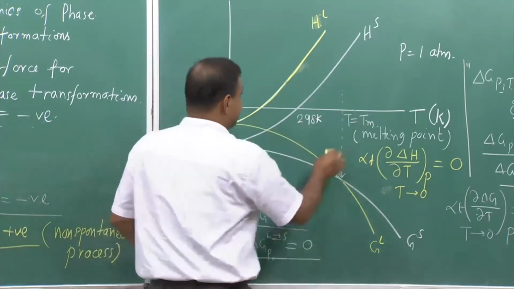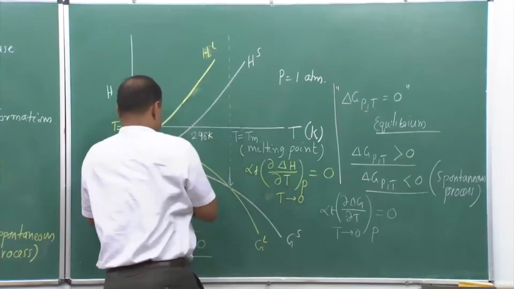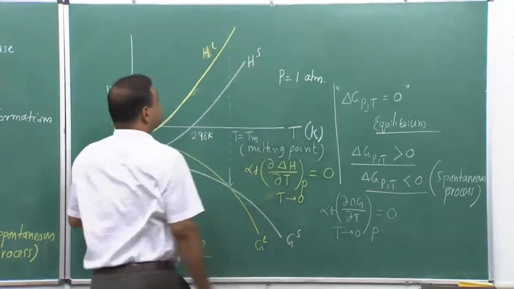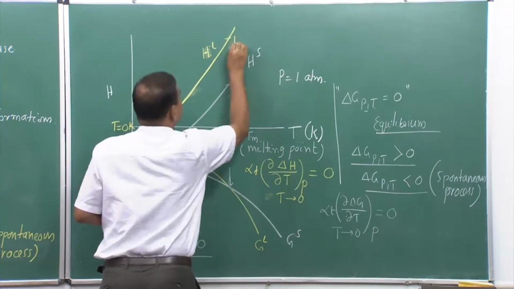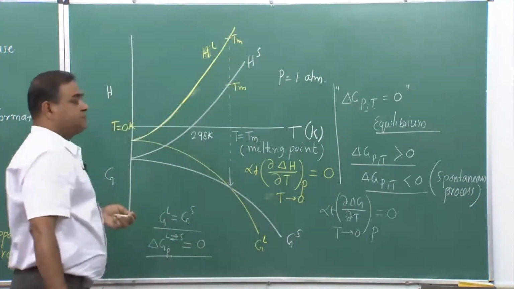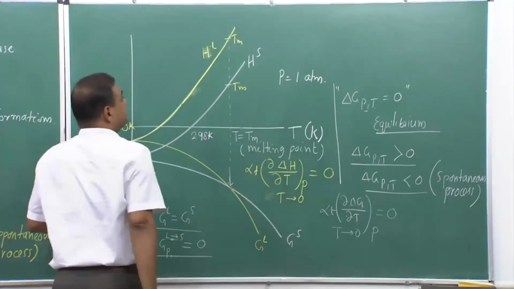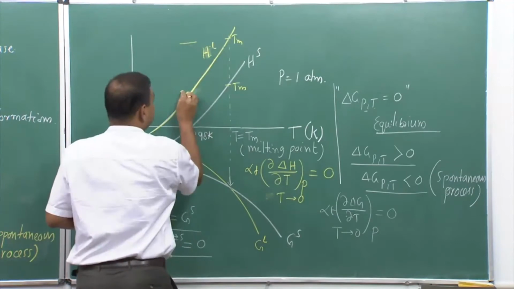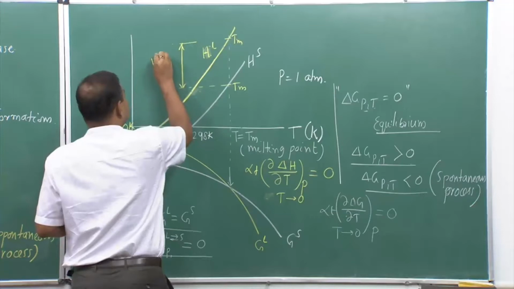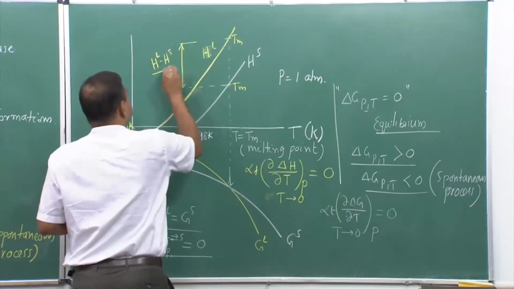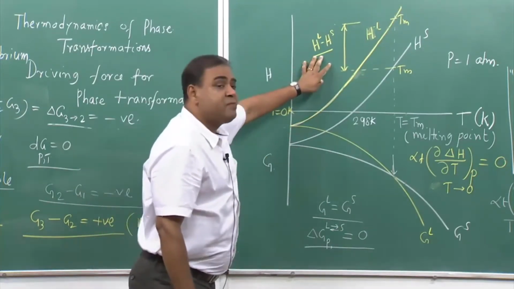Now, if we extend it, now this is also Tm, this is also Tm, because at the same temperature, and this is my HL, this is HS. Now, at this temperature, the difference is HL minus HS.